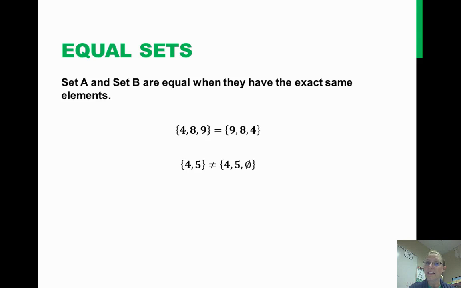I'd like to talk about equal sets now. An equal set is when sets A and B have exactly the same elements. Here we have an example of equal sets. Although they're not in the same order, they have the same elements in it. 4, 8, 9, 4, 8, 9. The second one is not equal because we also now have an empty set included in the set. So those two sets are not equal.